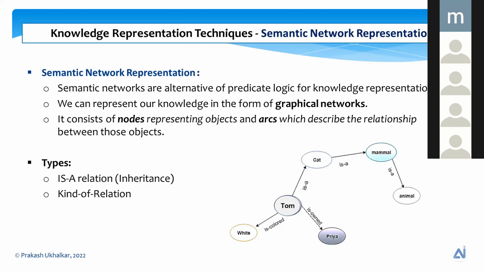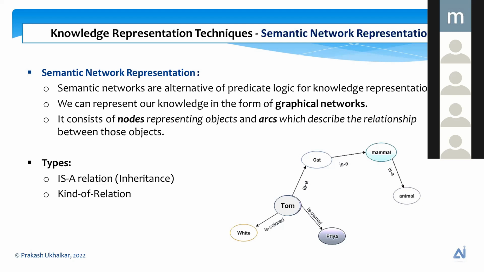So suppose you want to represent a cat, its name, that it is a mammal, that it is owned by someone, and its color. How would you represent that information using this semantic network representation depicted in the picture here? You can say that Tom is a cat. Tom is colored white. It is owned by Priya. Cat is a mammal, and all mammals are animals.